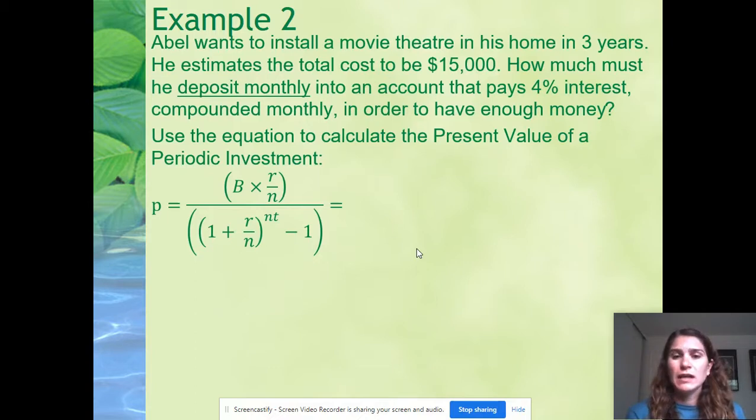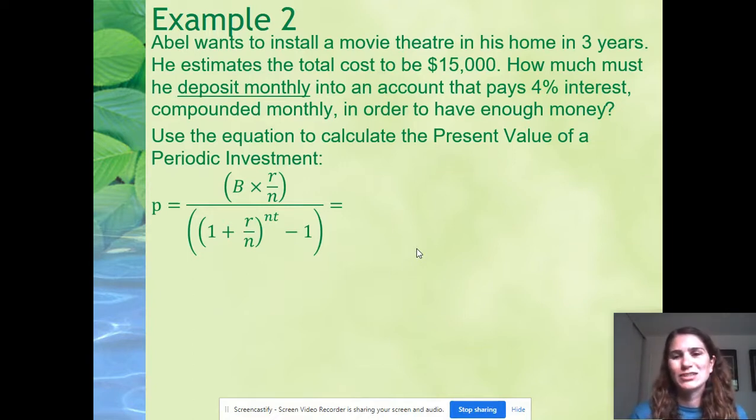So B, the ending balance of $15,000, is going to be our B value. We're identifying our variables for step 1 right now. Then we're going to multiply that by the interest rate, which was 4%. Move the decimal point 2 places to the left, making it 0.04. Dividing by n, the number of times it's being compounded, which is monthly, so that means it's going to be 12. So we have 0.04 divided by 12.